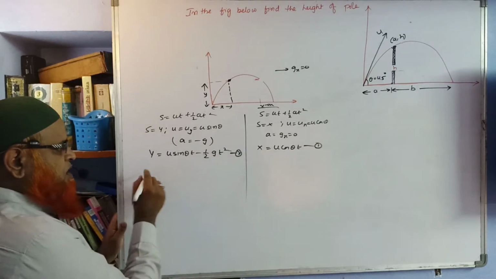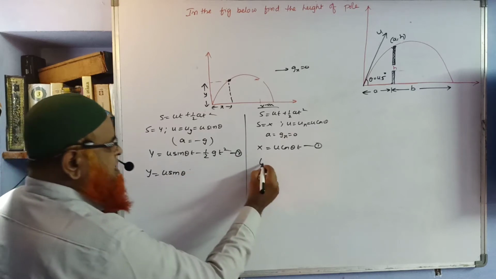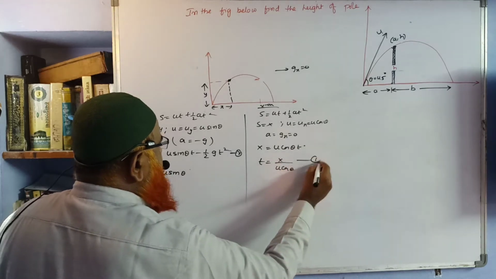And if you substitute here, what are you going to get now? y = u sin θ · t − (1/2)gt². So for t here, if you consider t = x / (u cos θ), let us consider this to be 1 here.